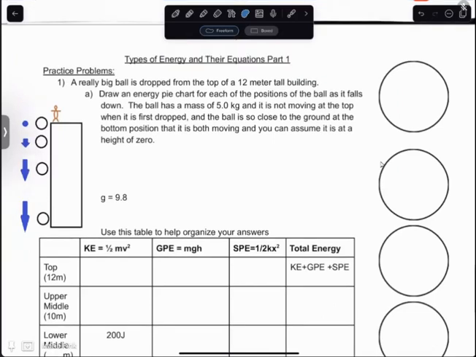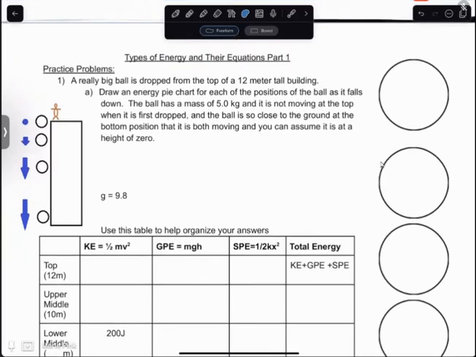So this is the types of energy and their equations, part 1. This is the second page in your packet. The first thing you're going to want to do when you start any energy problem like this is start by identifying where certain types of energy are zero. So for example, I'm going to start by labeling these circles over here.